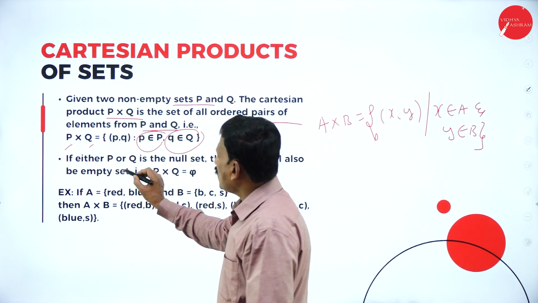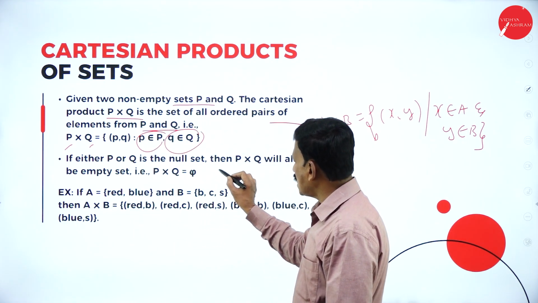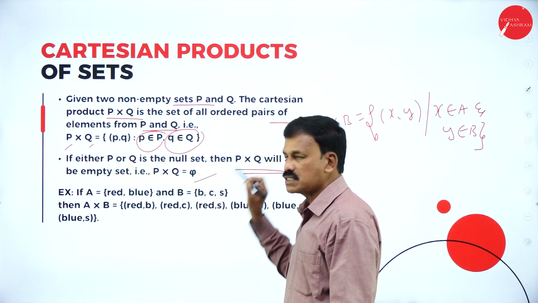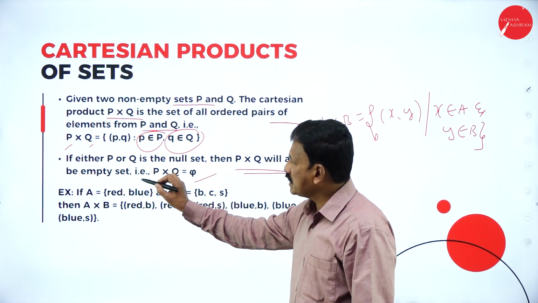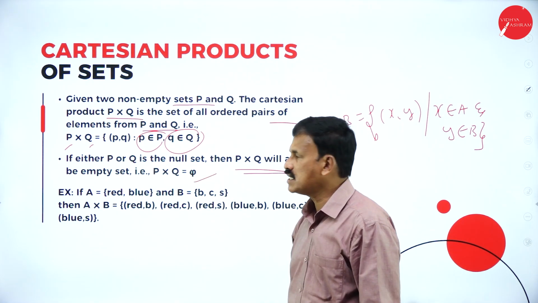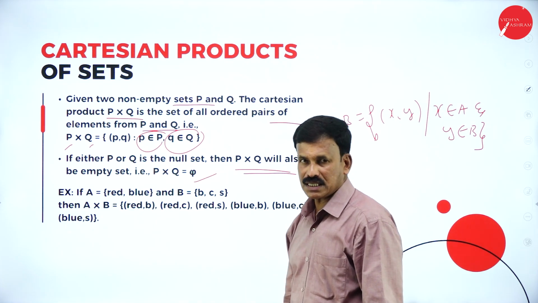Now, if either P or Q is the null set, then P cross Q will also be an empty set, that is, also a null set. If either P or Q is a null set, then the Cartesian product P cross Q is also a null set. For example, let us take an example.